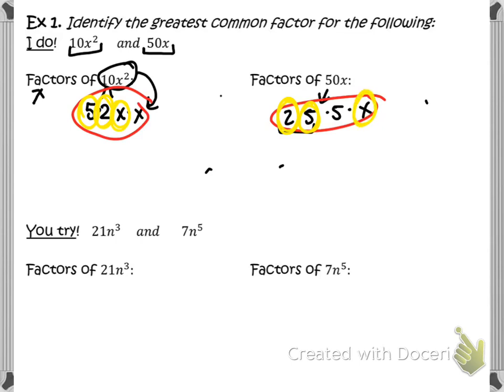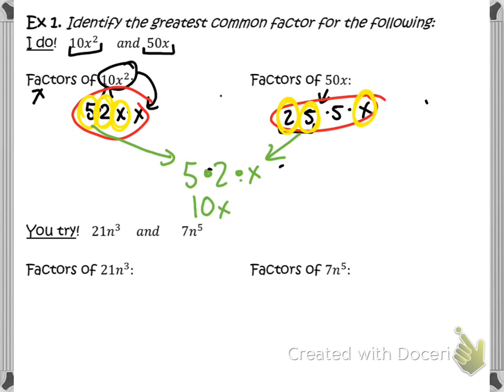Right, so their greatest common factor, I regret circling that in yellow. Their greatest common factor is 5 times 2 times x. So the greatest common factor between both terms is 5 times 2 times x, which is 10x.